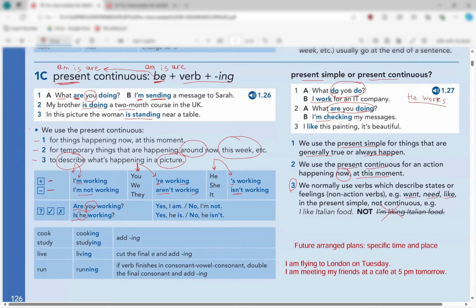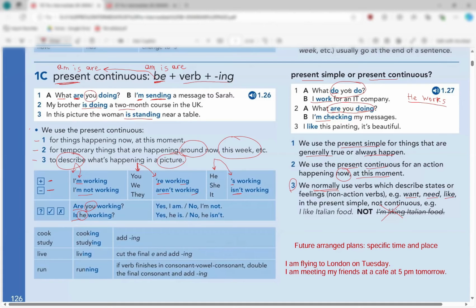I mean, usually or normally. In higher levels, we're going to teach some cases when you can use, like, I'm wanting to know. Sometimes they use it, but that is in the higher level, and we're going to come to that. But we're talking about the normal case: want, need, like, hate, love, understand. These words, present continuous, no, they don't like it. Okay?